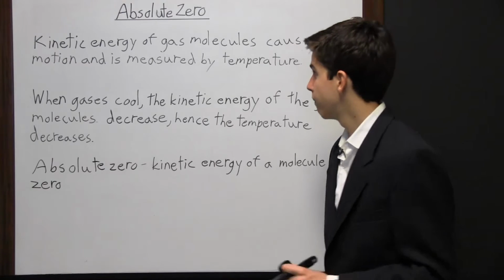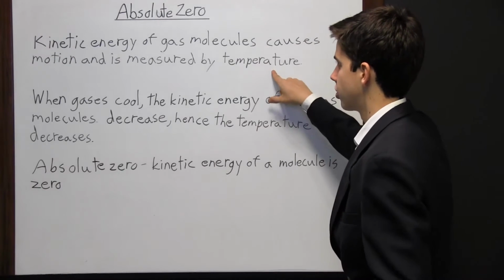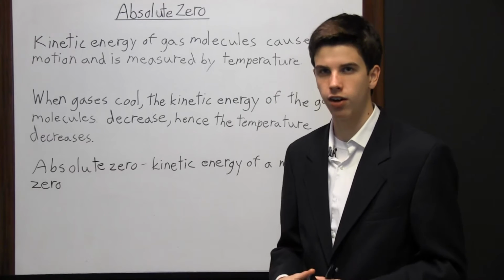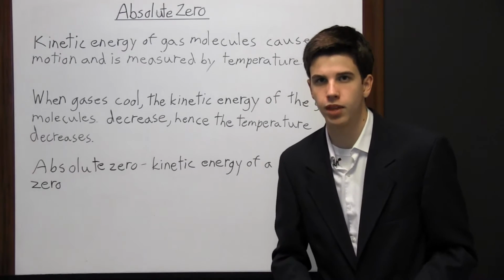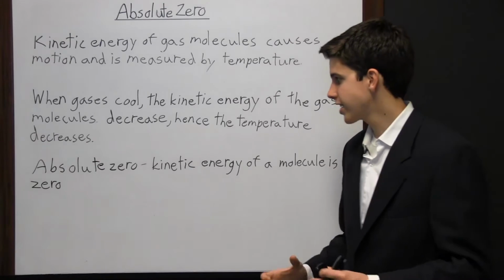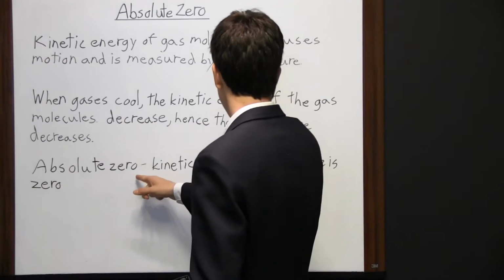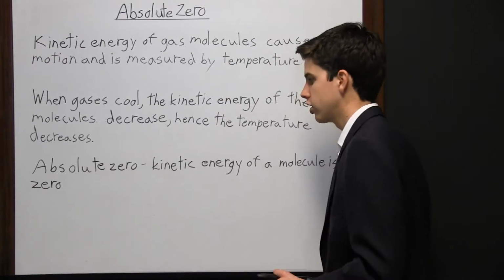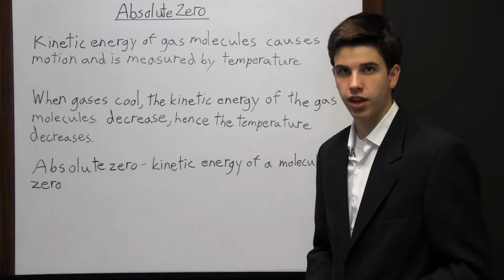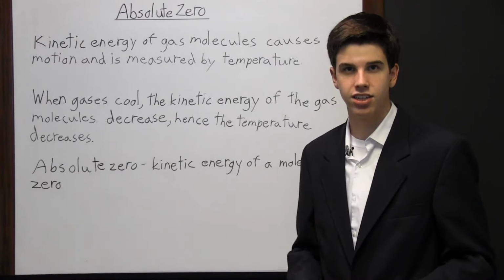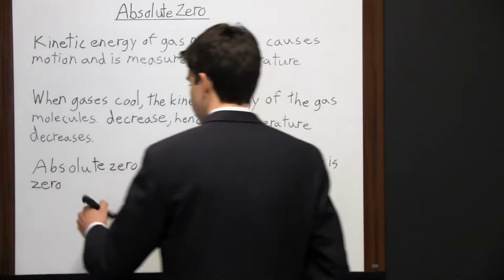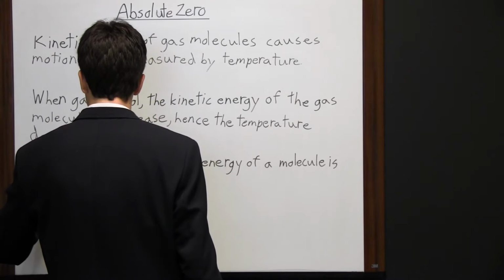Well, if the amount of motion of molecules is measured by temperature and the molecules aren't moving at all, then what would the temperature be? It would be 0 degrees. So that's how we get to absolute zero. Absolute zero is when the kinetic energy of a molecule is 0. And because the kinetic energy is 0, then molecular motion stops.